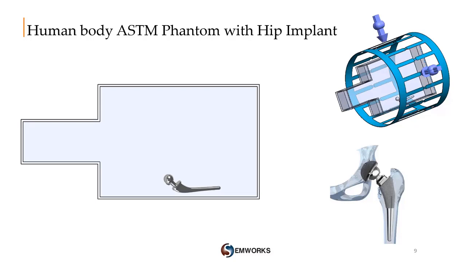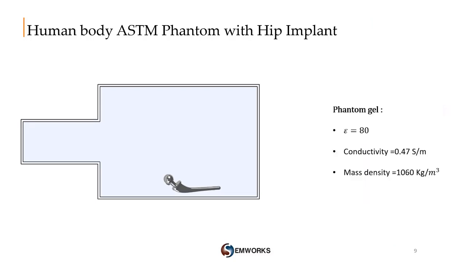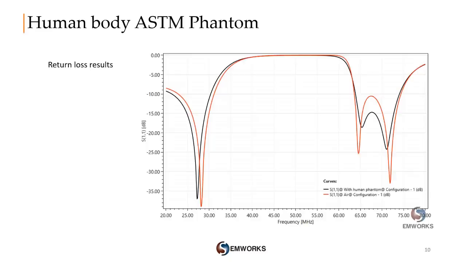The dimensions of the gel phantom used are fixed by ASTM norms and it consists of a plastic container with gelled saline. This gelled saline will replace the human body materials with equivalent material properties. And also we will use a stainless steel hip replacement. Here we have the phantom gel with permittivity of 80, conductivity of 0.47 Siemens per meter, and mass density around 1060 kg per cubic meter.